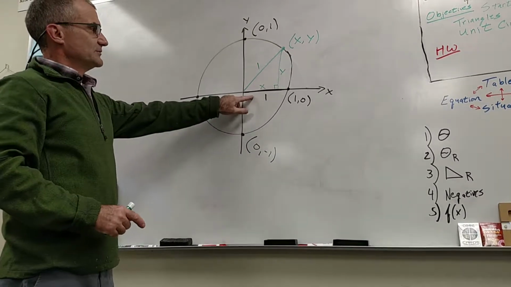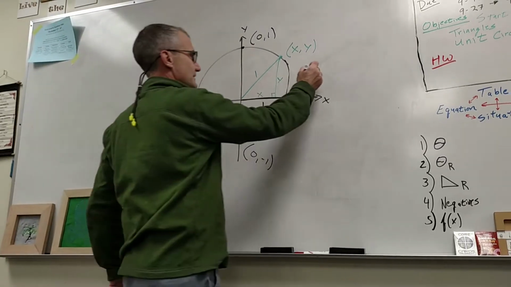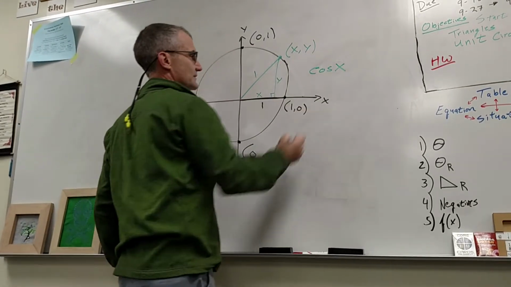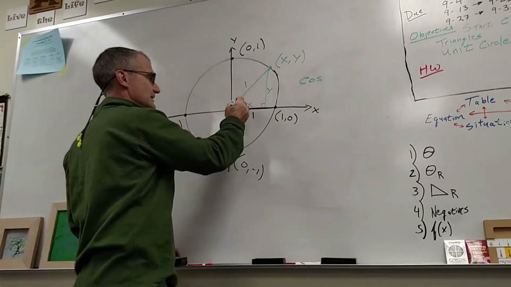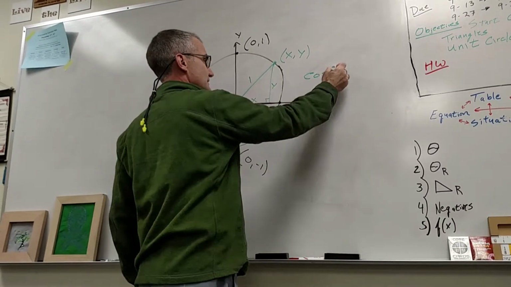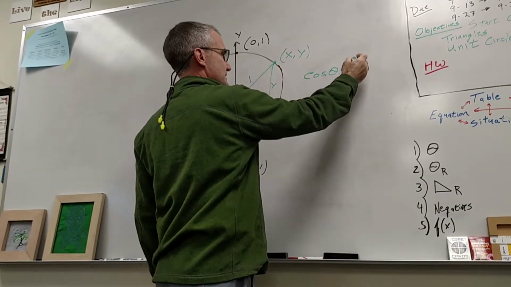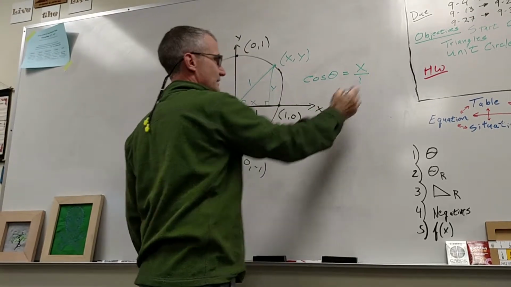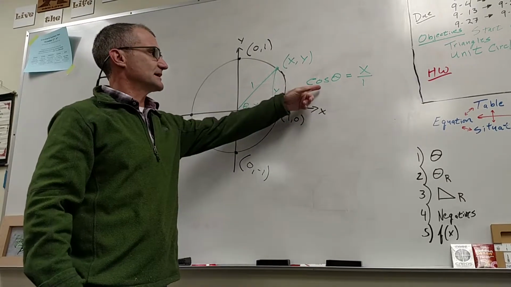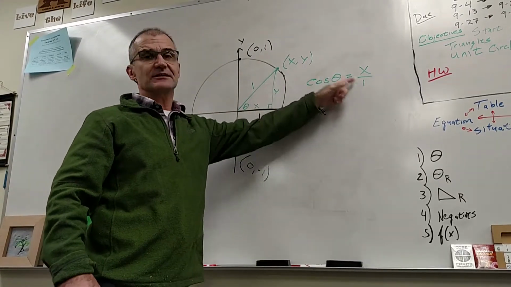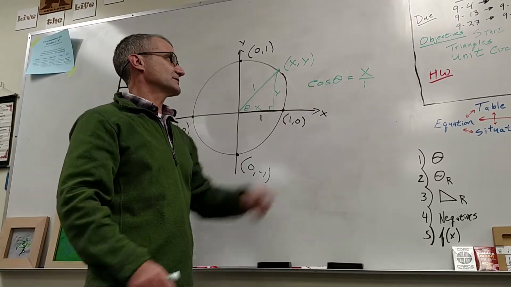So then if I'm looking at my trig functions of this triangle, my hypotenuse is 1. Cosine of theta is equal to my adjacent over my hypotenuse. Multiply both sides by 1, and I can see that cosine of theta and x are interchangeable. Cosine of theta is equal to x, and x equals cosine of theta.